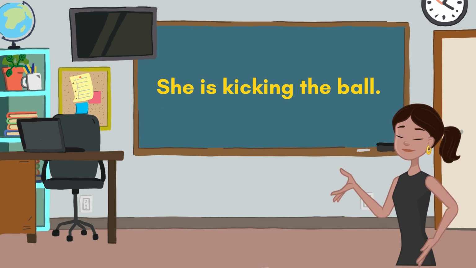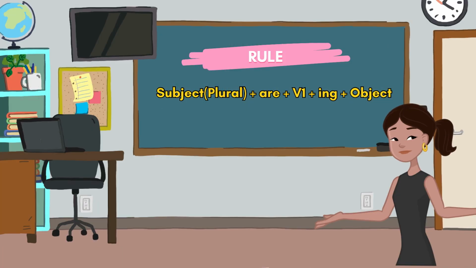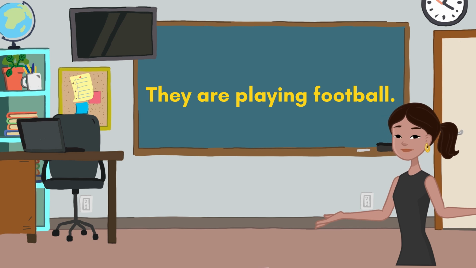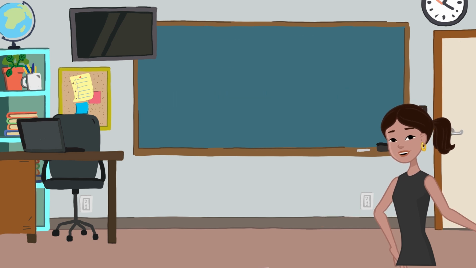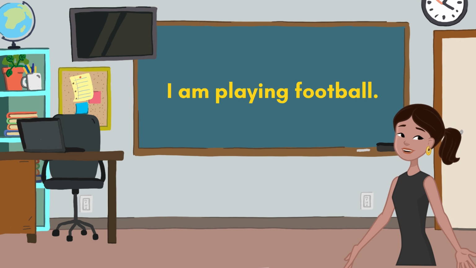If the subject is plural, instead of is, we use are. For example, they are playing football. And if the subject is I, we use am. For example, I am playing football.